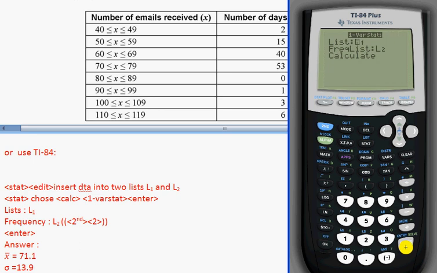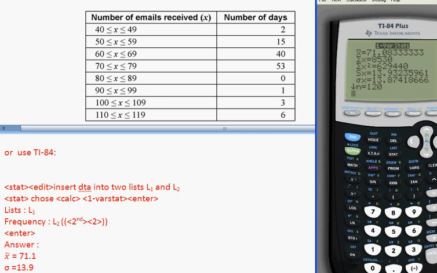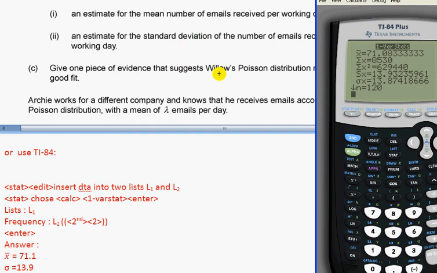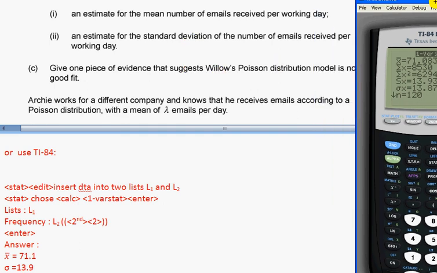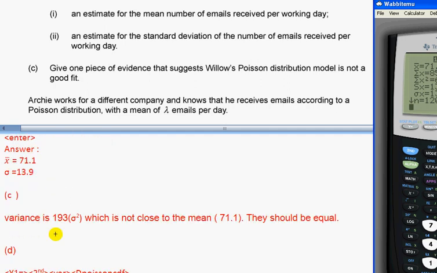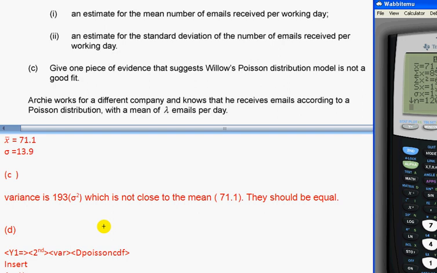Give one piece of evidence that suggests Mila's Poisson distribution model is not good enough. So variance is so much, and we calculate it is not close to the mean. They should be equal. So D. Suppose that probability of Archie receiving more than 10 emails in total on any one day is 0.99.